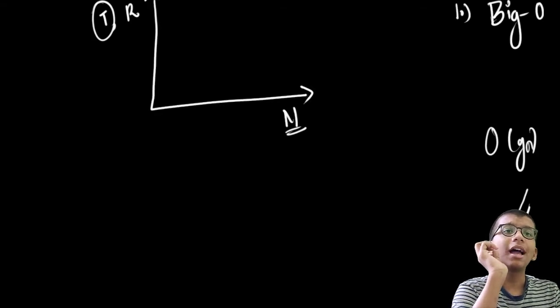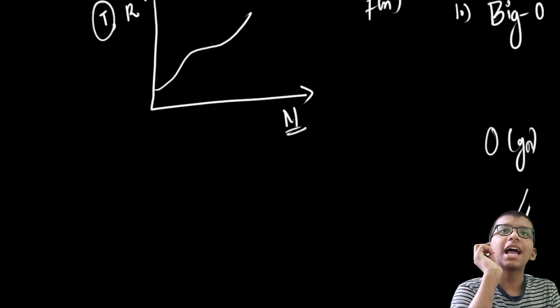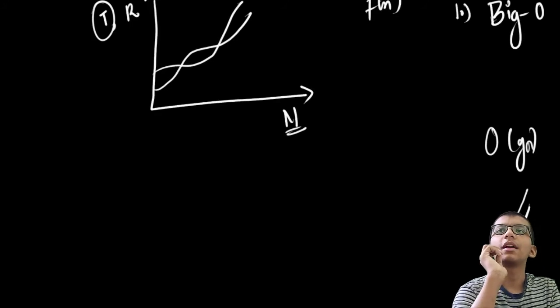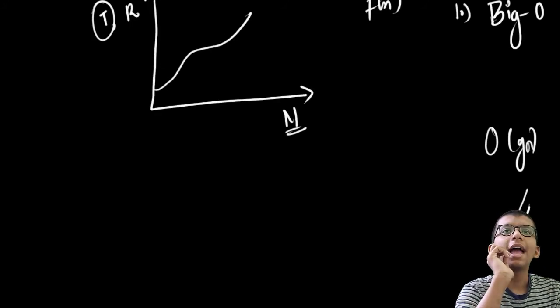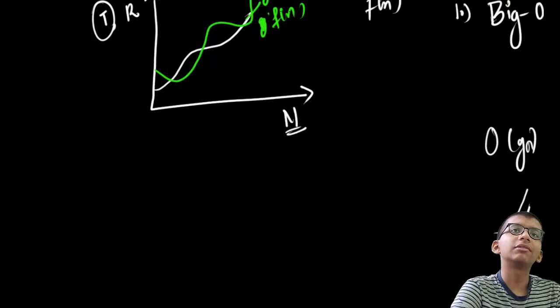Let's plot f of n. Let's say it looks something like a quadratic function, and let's say we have a g of n which is something like this. Let's give it a green color. g of n should be greater than f of n. This is f of n, and you can see here that g of n is greater than f of n.